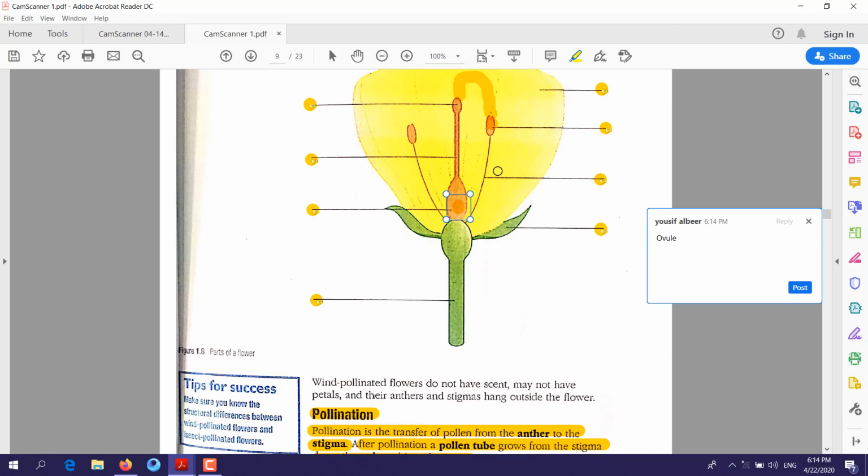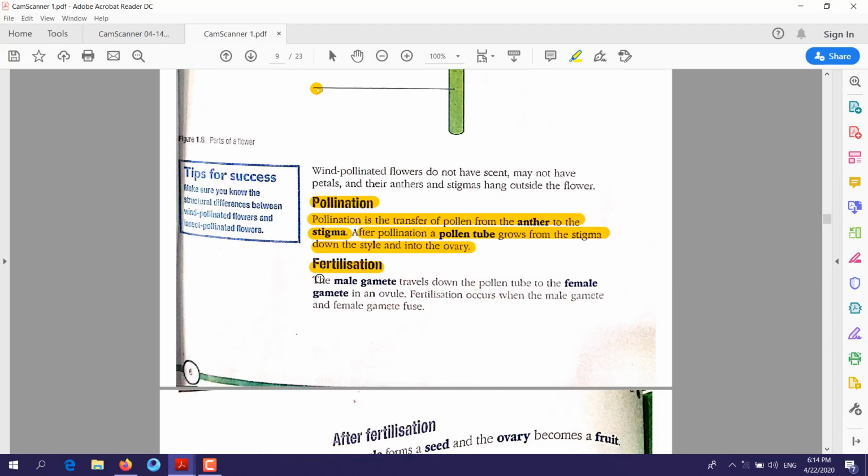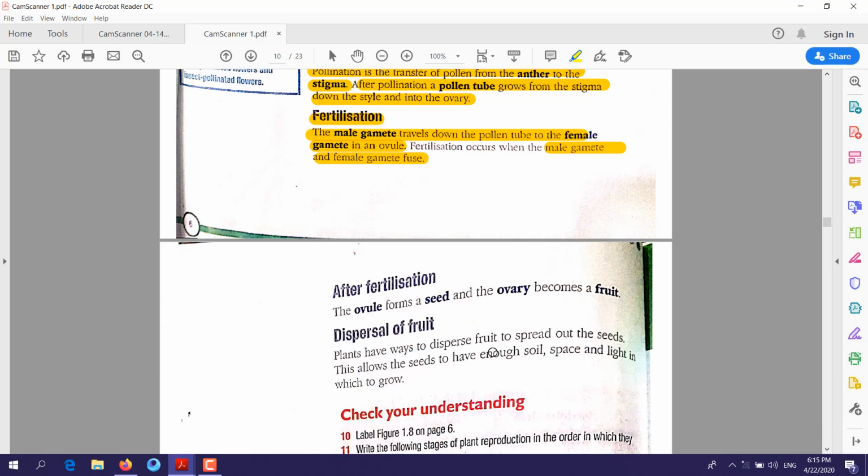Now, what will happen? The male gamete will fuse with the female gamete. So, the male gamete travels down the pollen tube to the female gamete in an ovule. Fertilization occurs when the male gamete and female gamete fuse. So, if you want to give a definition for fertilization, you will say: when the male gamete fuses with the female gamete. This is the process of fertilization.